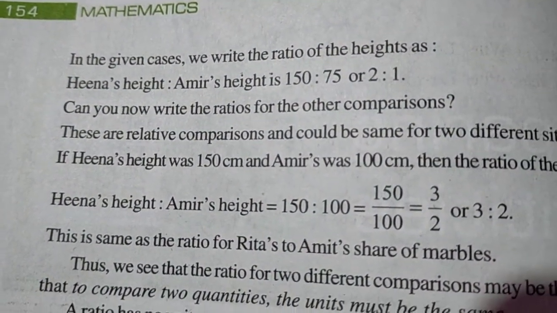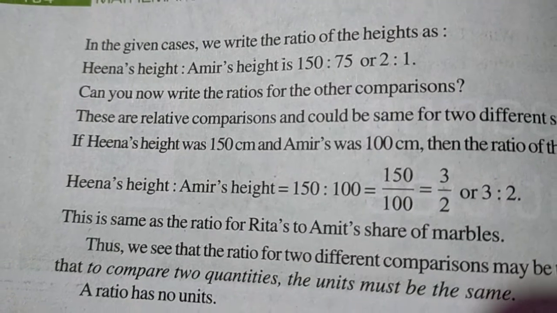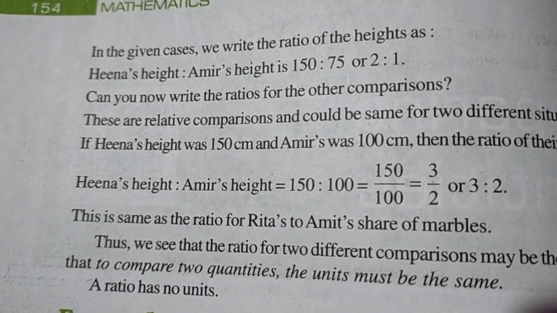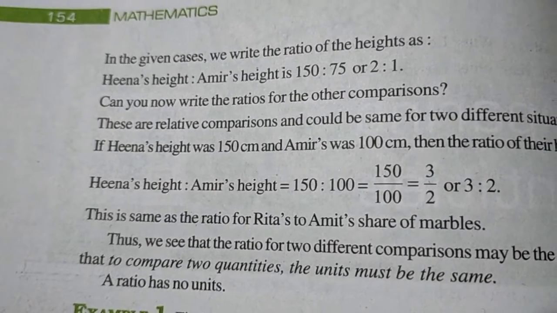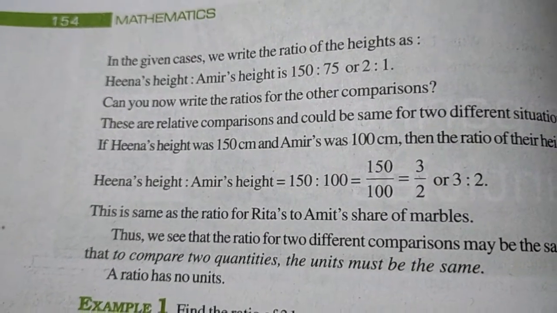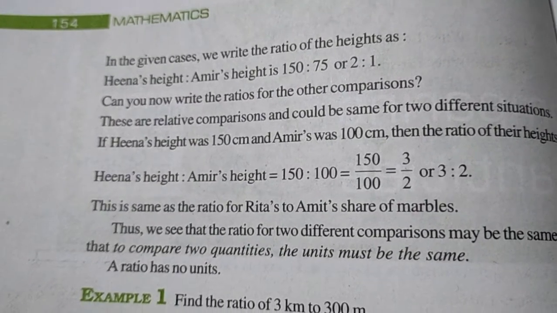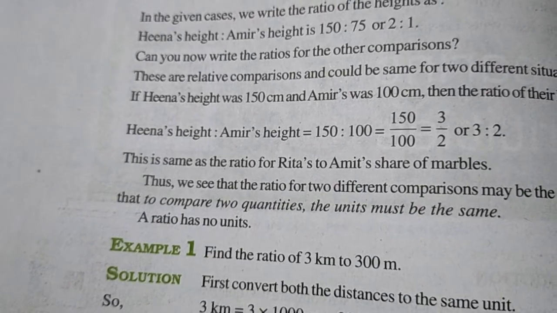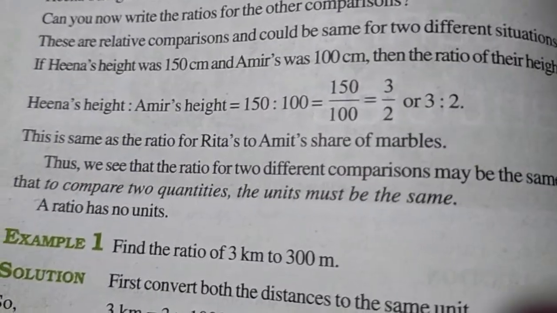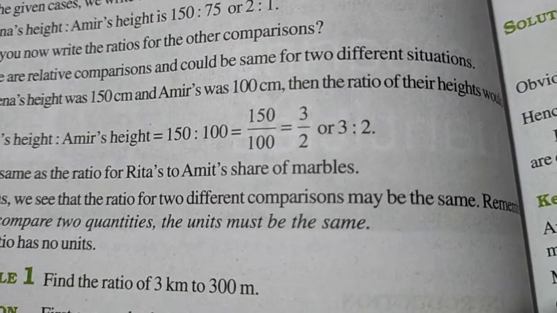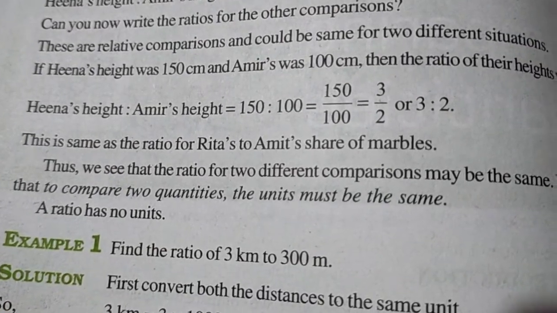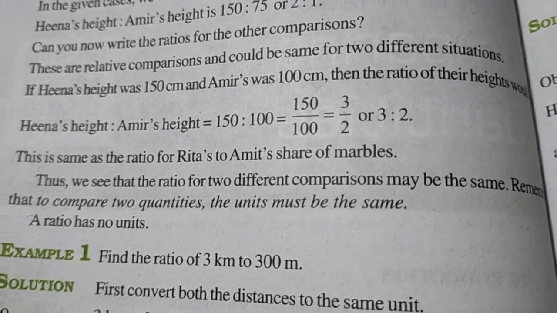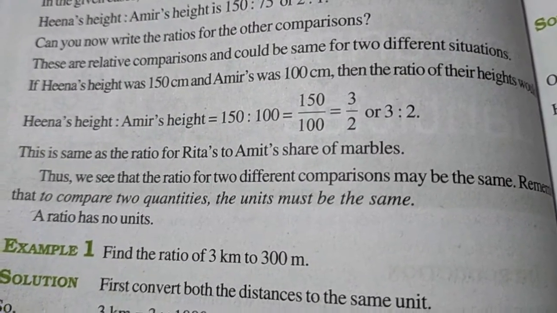Now in the ratio of the heights, you can say if Hina's height is 150 centimeter and Amir's height is 75 centimeter, then the ratio will be 150 to 75 or 2 to 1. You can also make other comparisons for different situations. Now Hina's height is 150 and Amir's is 100 centimeter. Now the ratio is different, right? Because the data is different.